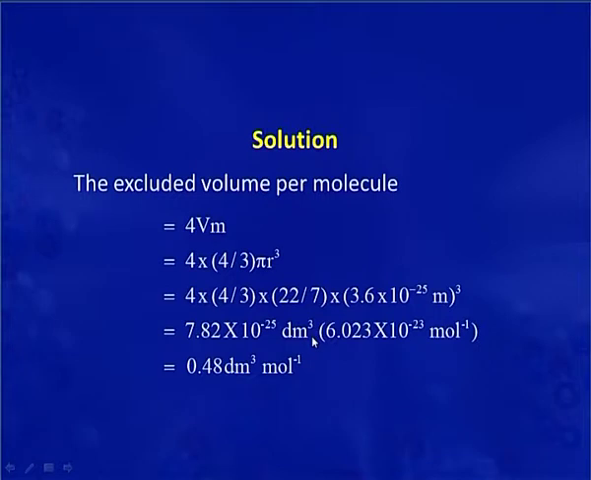Now, you have to calculate the value of excluded volume per mole. So, multiply this value by Avogadro's number, that is 6.023 × 10²³ per mole, which is equal to 0.48 dm³ per mole. So, that is the solution of this question.